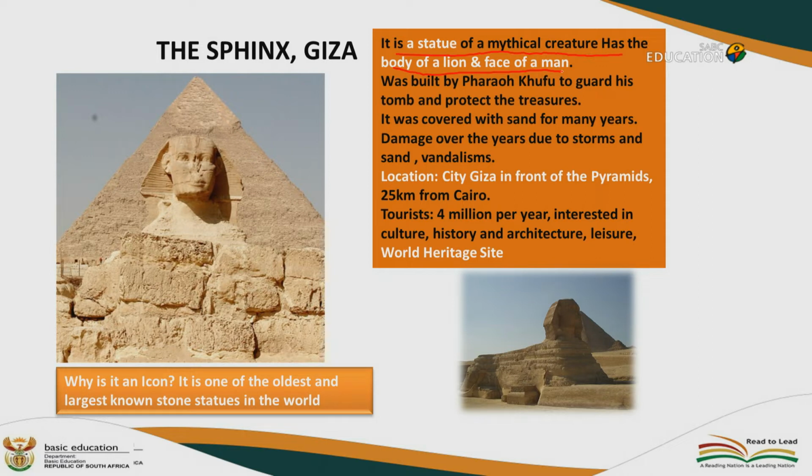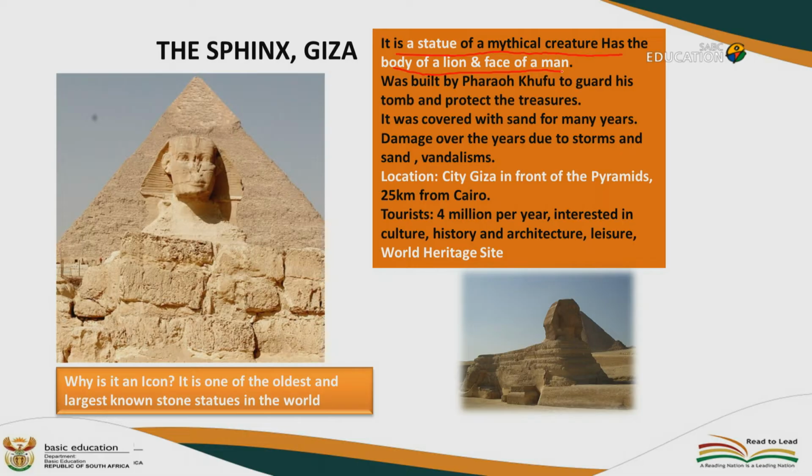So where is it located? Remember we were saying you must know the location, you must know the country. So this one also, the Sphinx, is located in front of the pyramid. In Egypt, we've got the pyramids of Giza, we've got the Sphinx. So this one is located in front of the pyramids, 25 kilometers from Cairo. You know what is Cairo, grade 10, grade 11. Cairo, the capital city.